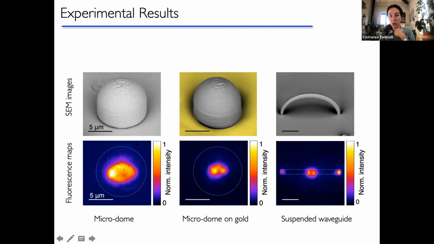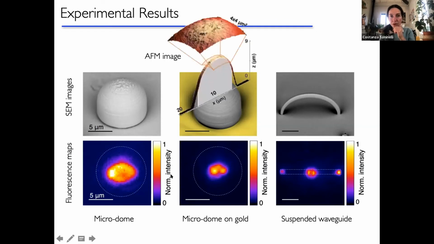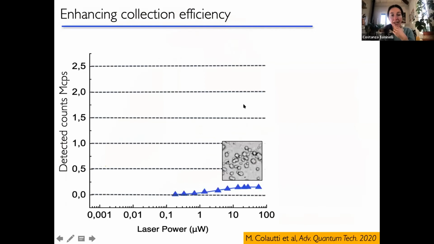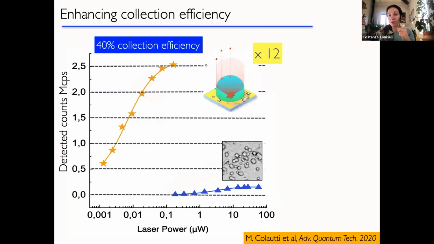Fluorescence was preserved after the entire fabrication process, which involves also the use of solvents and so on. That was not obvious. And moreover, we did morphological characterizations by means of atomic force microscopy to make sure that the roughness was low enough. And with the microdome, for instance, we could already obtain a factor 12 enhancement in the collection efficiency with respect to the bare crystals.